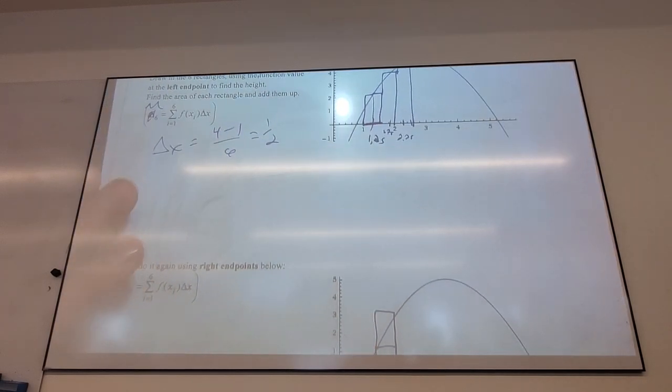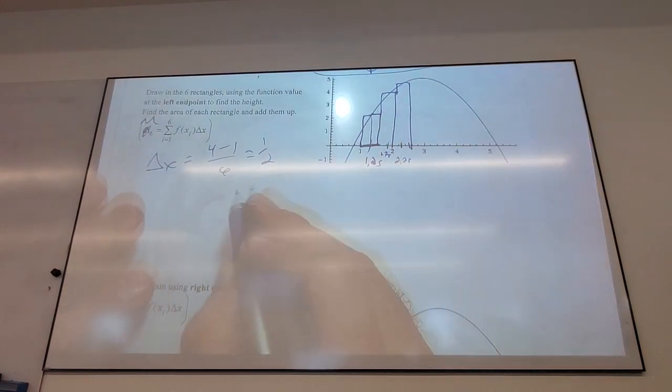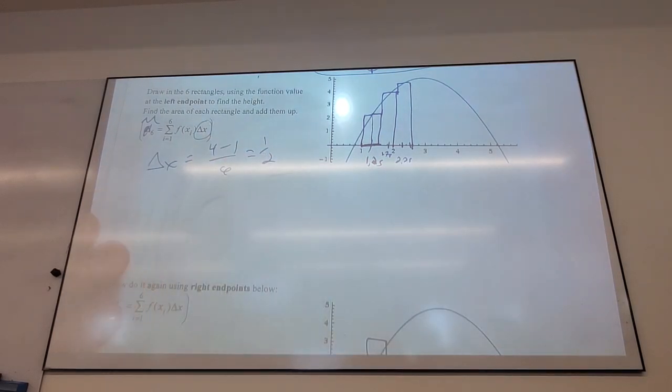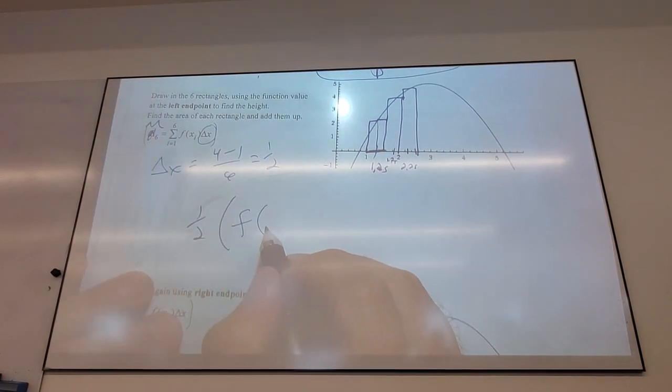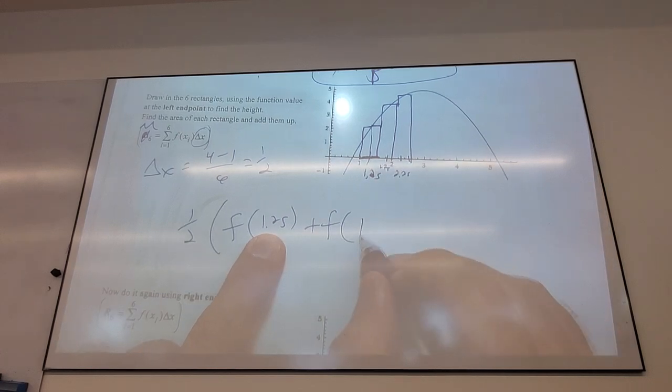So here, I can keep doing the visual, but how do I set this up? Do you guys remember what I can always do with this? Because the way we do it, it's always the same number. I can factor it out, because the big sigma just means add up a bunch of terms, and they each have delta x in it, so I can factor that out. So that's my 1/2. And then I'm gonna have f of 1.25. And how do I continue? Just keep adding 0.5.